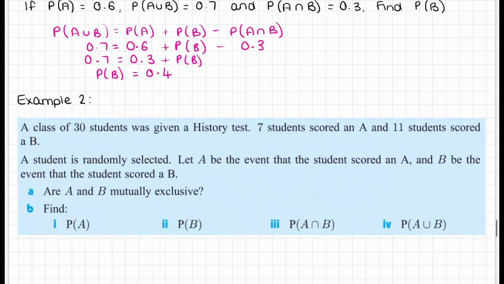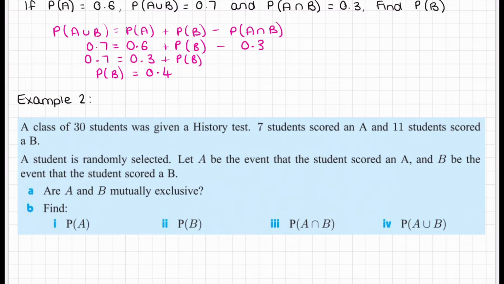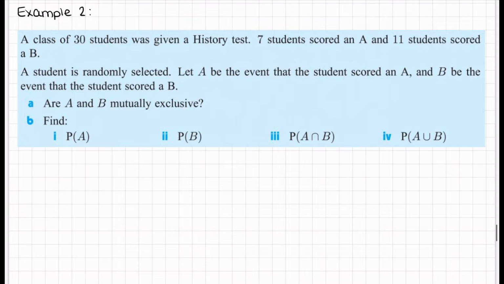Next example, a class of 30 students was given a history test. 7 students scored an A, 11 students scored a B. A student is randomly selected. Let A be the event the student scored an A and B be the event the student scored a B. Are A and B mutually exclusive?